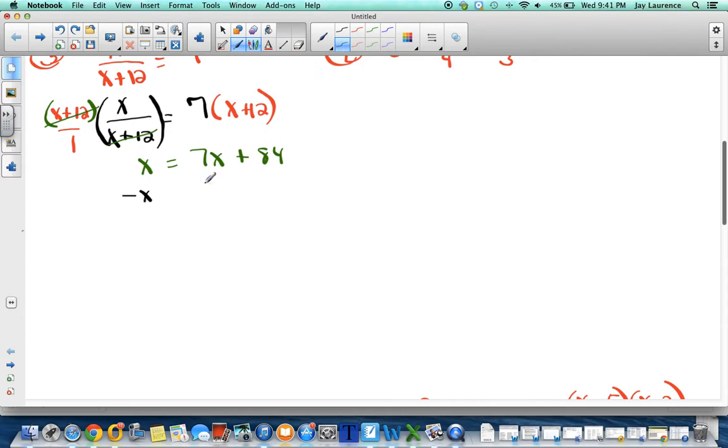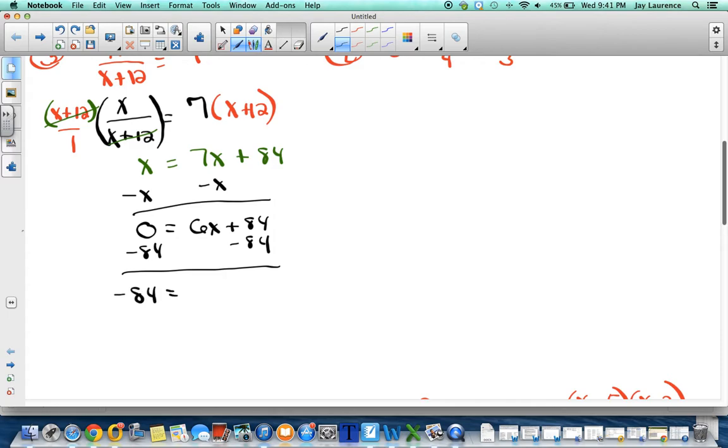I'm going to subtract x from both sides. Be careful here. I'm going to get 0 equals 6x plus 84. I'll subtract 84 from both sides. I'm going to get negative 84 equals 6x. I'm going to divide by 6, divide by 6. x is going to equal, let me see, I'm thinking 14 times negative 14. Yeah, I think that's right. x equals negative 14. It really is a pretty simple problem.